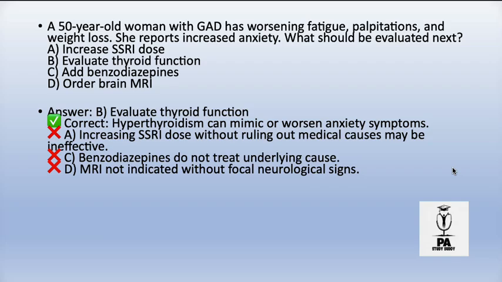Back to our question. A 50-year-old woman with GAD has worsening fatigue, palpitations, and weight loss. Those are your three symptoms. She reports increased anxiety. What should be evaluated next? Increase SSRI dose, evaluate thyroid, add benzos, or a brain MRI. And for her, we should be evaluating her thyroid function. Hyperthyroidism can mimic or worsen anxiety symptoms. Increasing the SSRI dose without ruling out medical causes may be ineffective. Benzodiazepines do not treat the underlying cause, so that one is out. And we should not order any imaging unless we are dealing with some focal neurological signs.